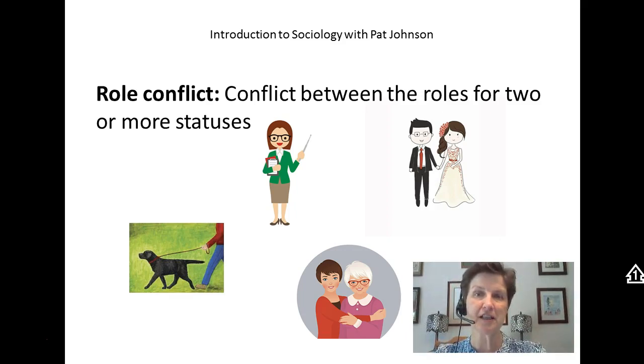Similarly, my fiance lives at the other end of the state, about 6 hours away. So while I'd like to see him every day, I can't. I only see him a few times a month because we live so far apart. So the status of being a fiance and the status of being a teacher have role conflict. In other words, teaching and being with my fiance, there's conflict there. And so in most of our lives, there's constant role conflict.